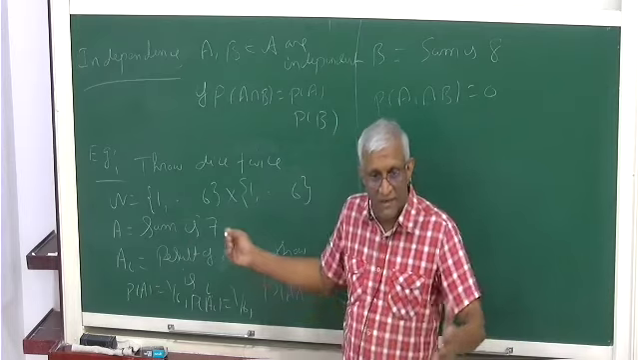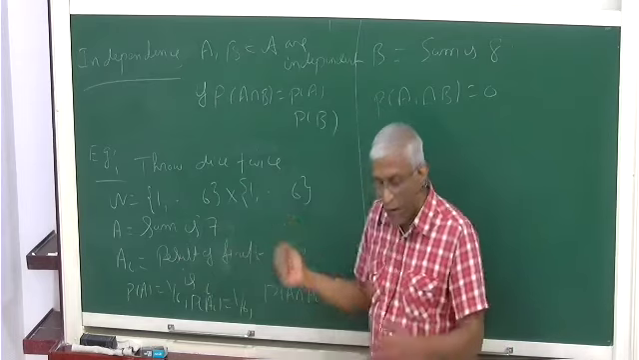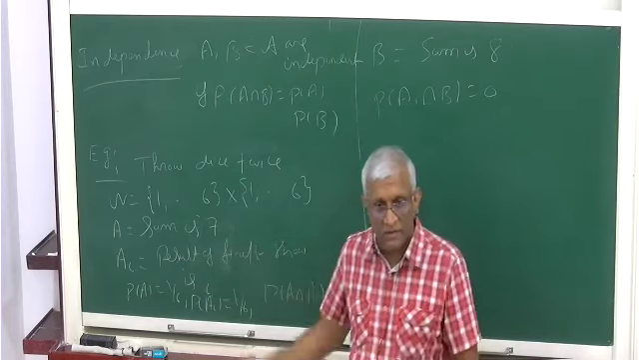We are using what is called uniform probability in this. Every outcome has equal probability. So from that it follows.